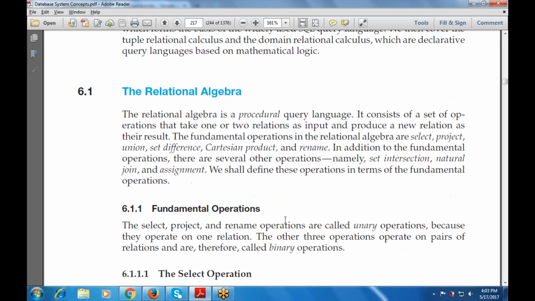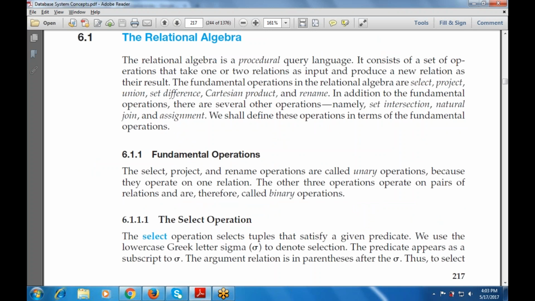Now let's start with the fundamental operations. Select, project, and rename are three operations known as unary operations, which means they operate on only one relation. The other three operations, union, set difference, and Cartesian product, operate on a pair of relations. A pair of relations means more than one table is used, and these are known as binary operations.